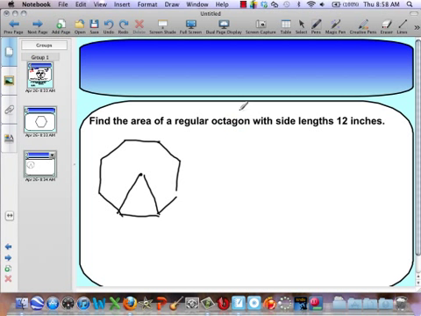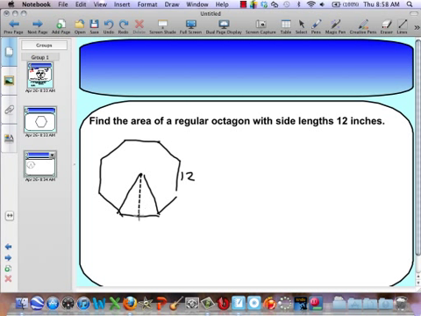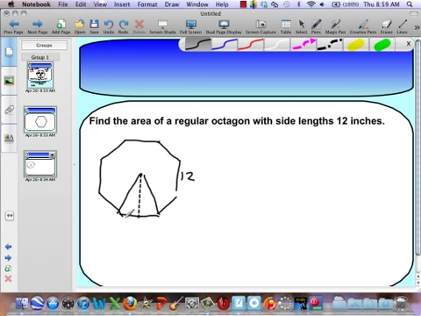Now remember, since it is an octagon, and our side length is 12, if I draw my apothem, what can you tell me about this length right here? How long is that going to be? Remember, the apothem bisects the base. So therefore, that length is going to be 6 inches.